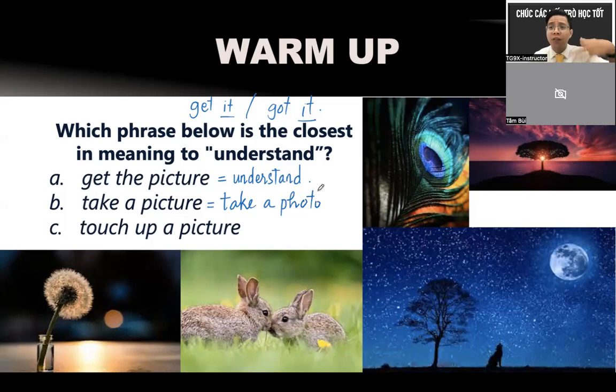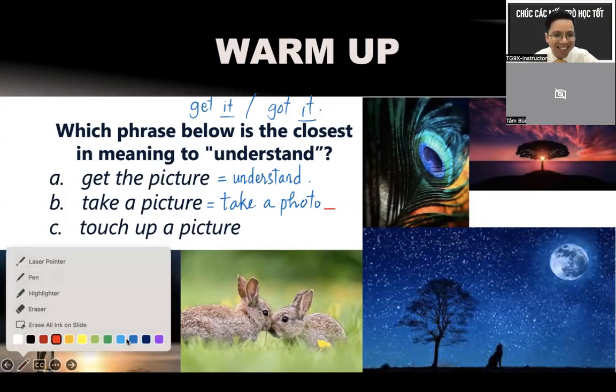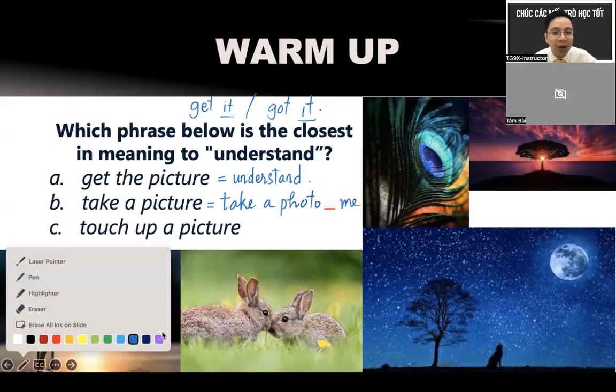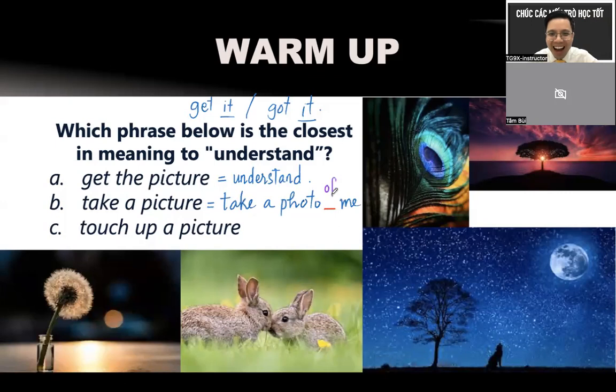But I have a question for all of you, class. After "take a photo" and "take a picture", what prepositions do we use before we have somebody? For example, take a photo of me. We can say take a photo of me. We can also say for me. Can you tell me the difference? Who knows the difference?